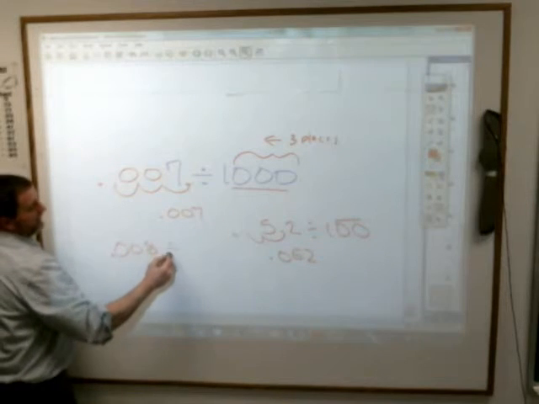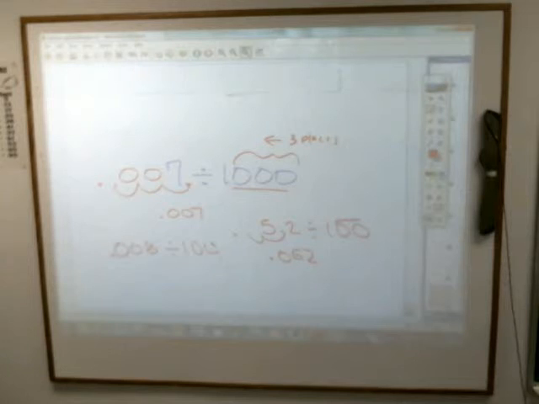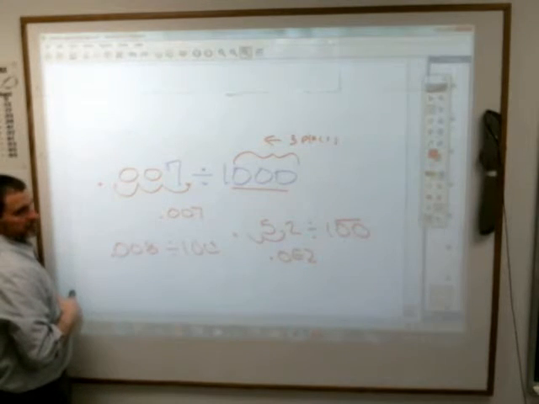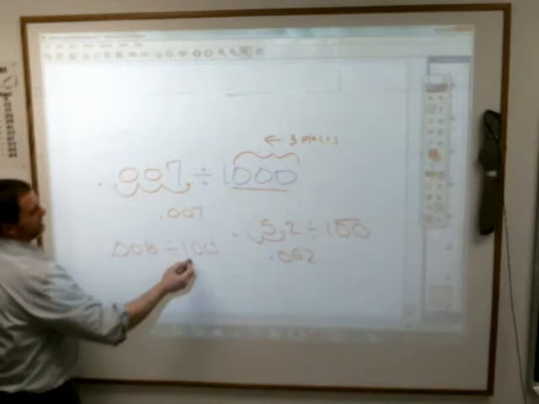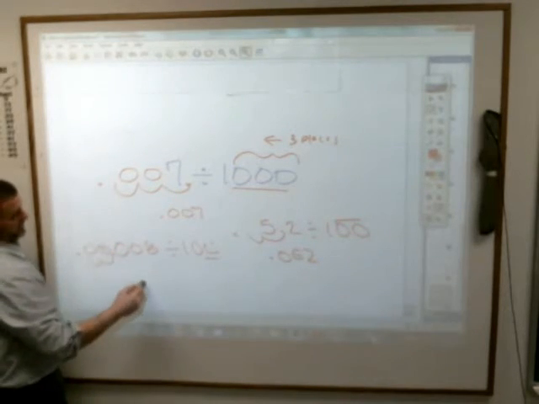How about this? 0.08 divided by 100. Try to throw you for a loop there. Ooh, look at all that. Grace? 0.08 or 0.0008. Exactly, there's 2 zeros there, so you have to add another couple extra zeros.